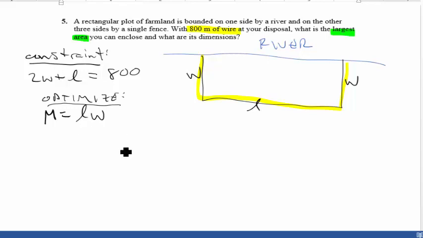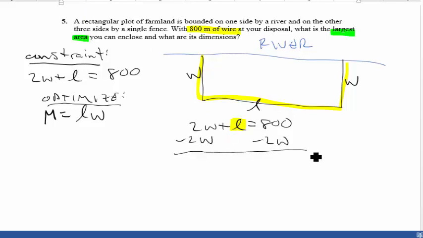So take our constraint, which was 2W plus L equals 800, and solve it for one variable. Now in this case, could I solve for W? Sure, but it's just easier to solve for L because that's already by itself, right? There's no coefficient. So we just get rid of this 2W. So we have L equals 800 minus 2W.